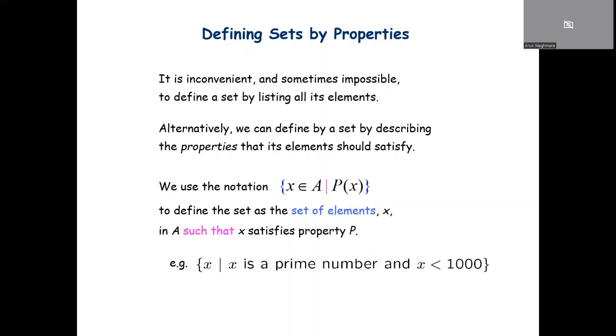Same here again. Another example: x is an element such that x is a prime number and x is less than 1000. Another example: the set of elements x such that x is a real number and -2 < x < 4.